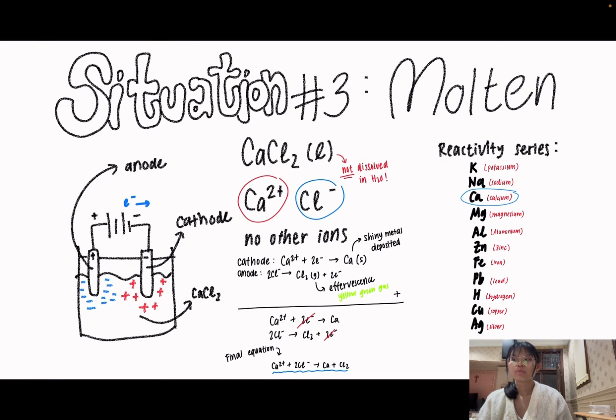And at the anode, we will be able to observe effervescence with a yellow-green gas, with the reaction equation of 2Cl- = Cl2 in its gaseous state + 2 electrons. So the final equation with its electrons cancelled would be Ca2+ + 2Cl- = Ca + Cl2.